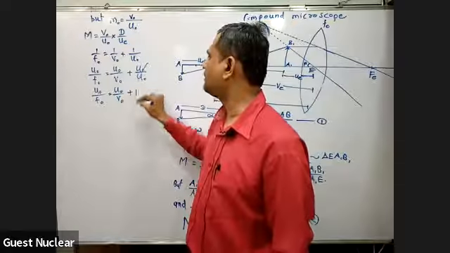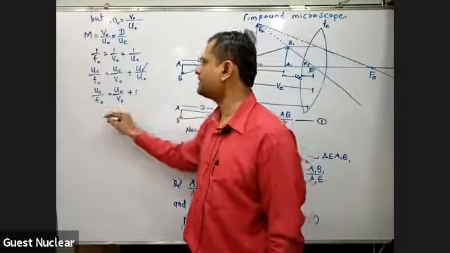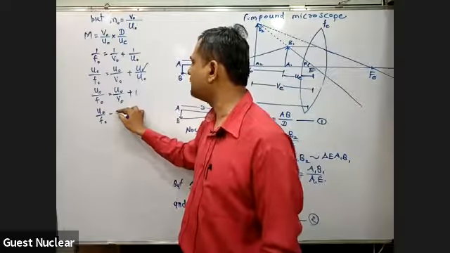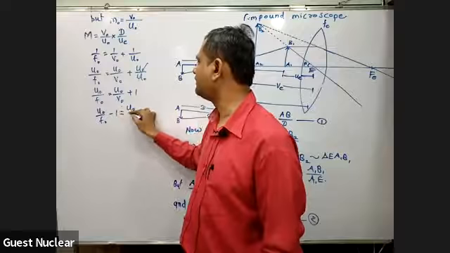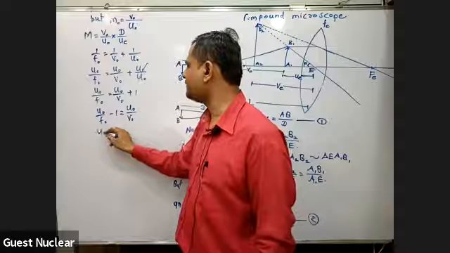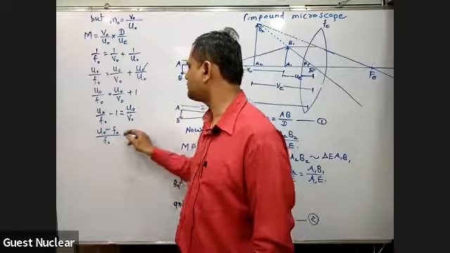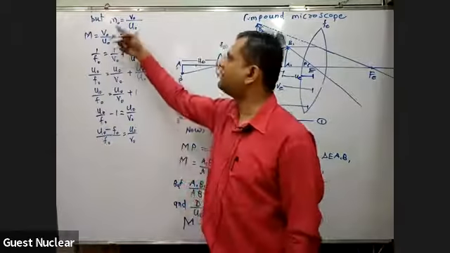And this uo upon vo we want, so this 1 can be transferred to that side, so that we get uo upon fo minus 1 is equal to uo upon vo, करेक्ट है? तो ये हमको मिल गया। और अगर हम यहाँ पे एलसीएम ले लेंगे इसका, तो हमको मिलेगा uo minus fo upon fo comes out to be equal to uo upon vo, but we want this vo upon uo, right?